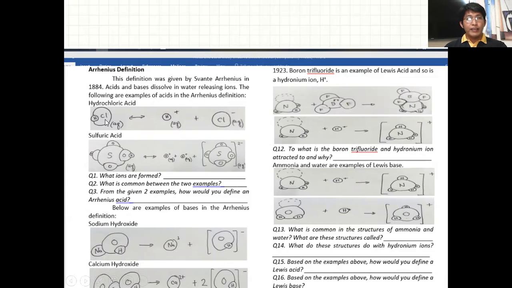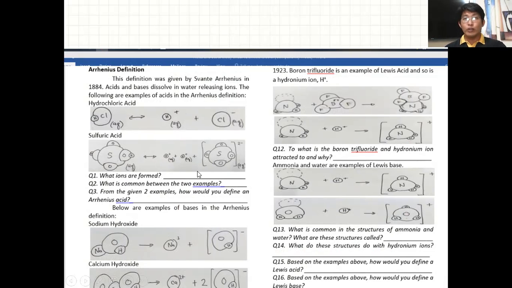So we have here the Arrhenius definition. So Arrhenius definition was given by Svante Arrhenius. Tapos, instead of giving them the definition of what an Arrhenius acid is, I gave them examples. And then gave them guide questions para ma-figure out nila what is the definition of an Arrhenius acid. So what are the ions formed in these examples? So hydrochloric acid, meron kang H+, chloride ion. Sulfuric acid, you have H+ plus sulfate ion. So they write down here H+, Cl-, OH-, SO4 2-, and H+. So what is common between the two examples? So again, it's the H+.